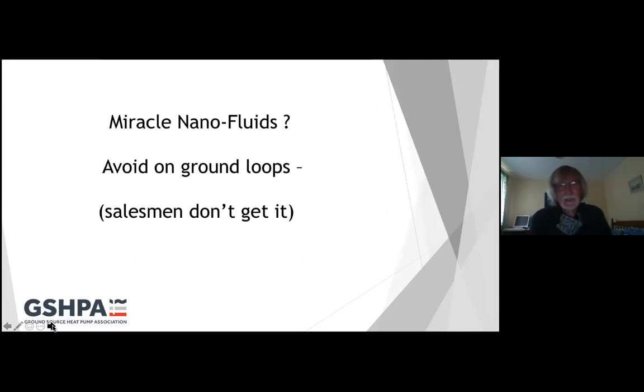And just the last element here is some of you may have been approached or seen these miracle nanofluids being touted around. These may have potential application on the load side. I don't want to get into it at the moment, but don't be tempted to use these on ground loops. As far as we can see at the moment, if you add these systems, they seriously impact the viscosity of the ground loop fluids. And you won't get any benefit, in fact.